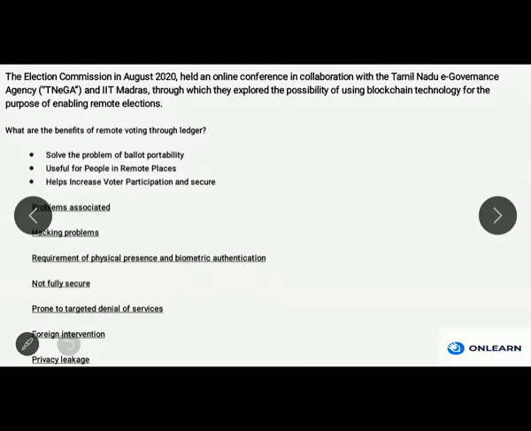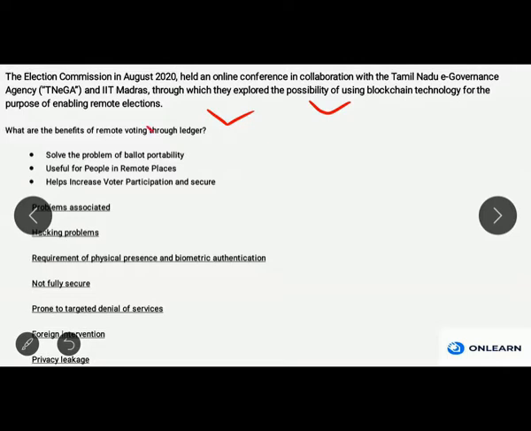And above, why did this particular news appear? Because there was an initial recommendation by the Election Commission to convert the voting procedures in India to remote elections through blockchain technology. So, the Election Commission in August 2020 held an online conference in collaboration with the Tamil Nadu e-governance agency TNEGA and IIT Madras, through which they explored the possibility of using blockchain technology for enabling remote elections.